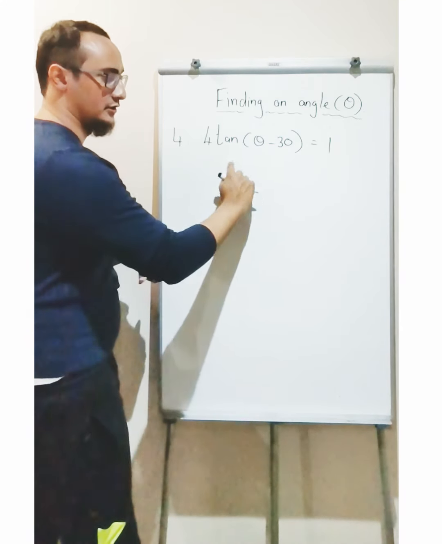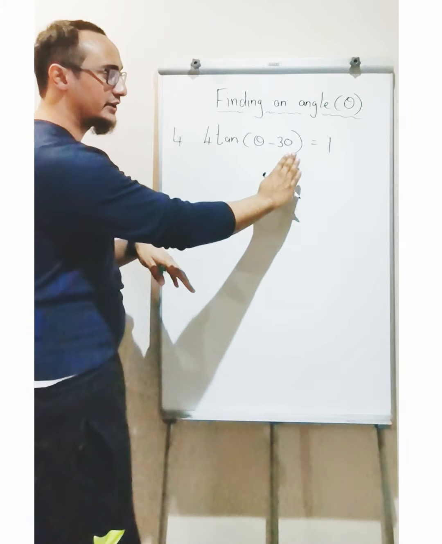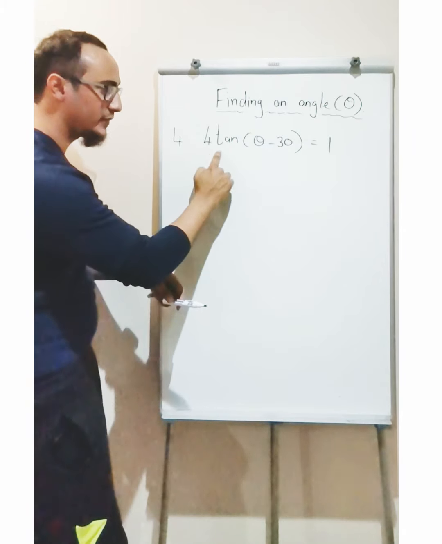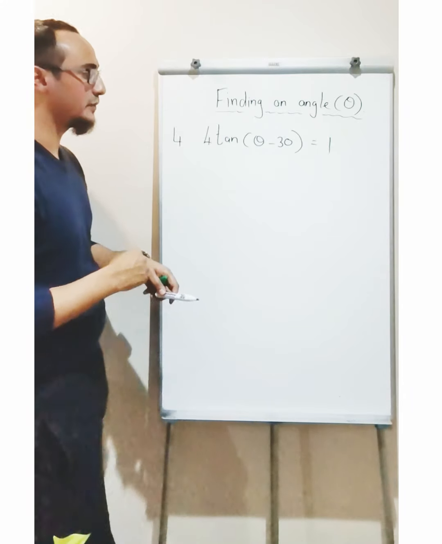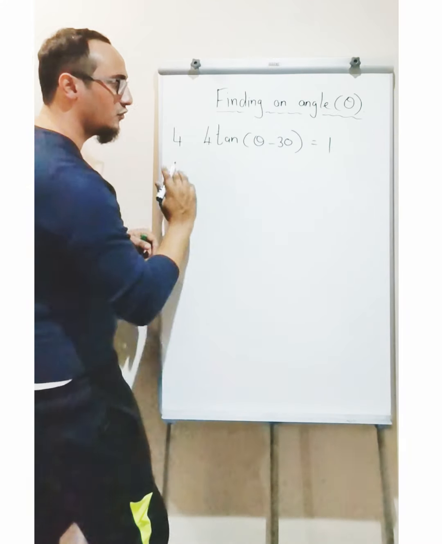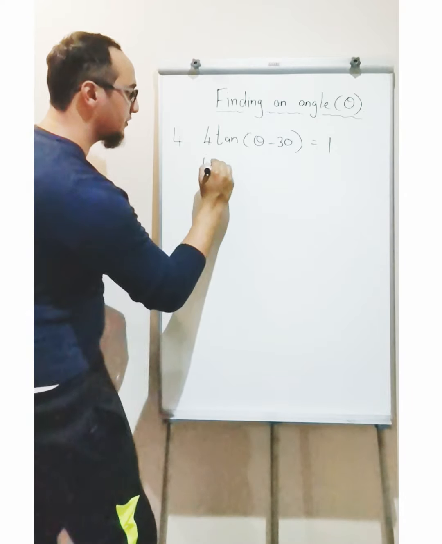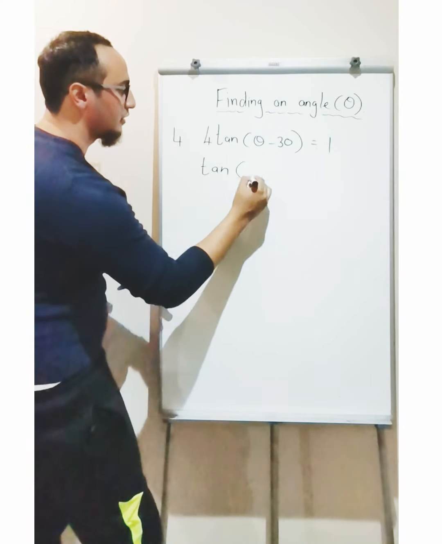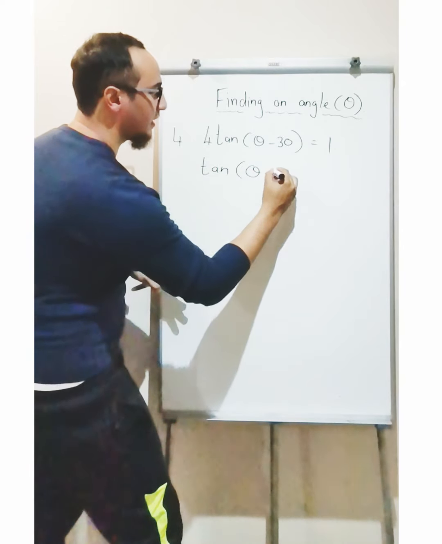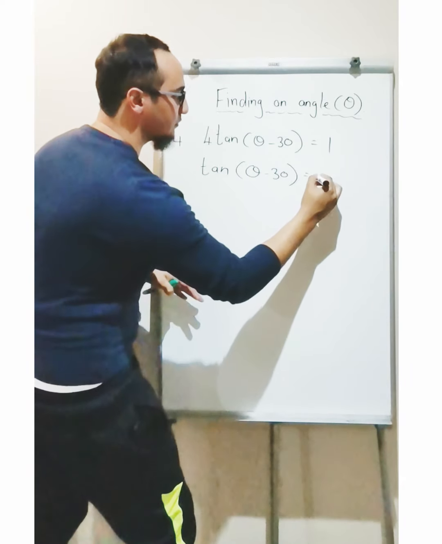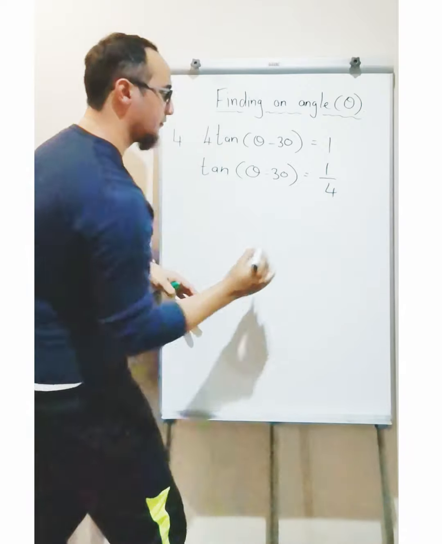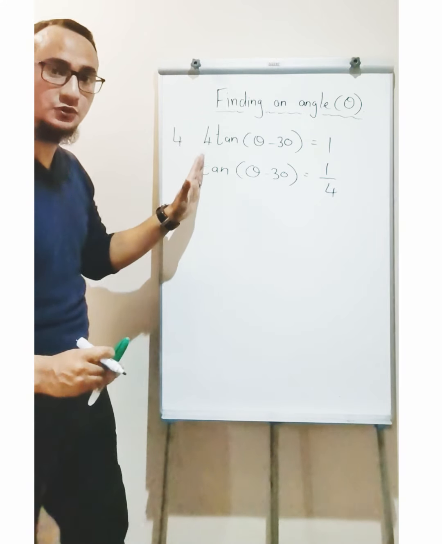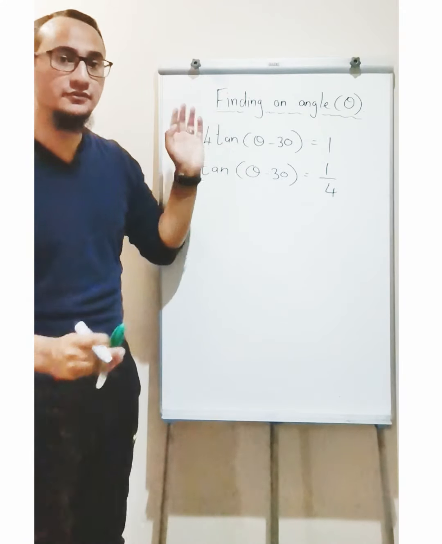4 tan, bracket opens, theta minus 30 is equal to 1. What's the first thing I do? I get rid of the coefficient of my trigonometric ratio. So divide by 4 on both sides. So 4 divided by 4 would be equal to 1. So 1 tan, open brackets, theta minus 30 is equal to 1 over 4. From here, because I have that coefficient equal to 1, I can use the second function of tan.